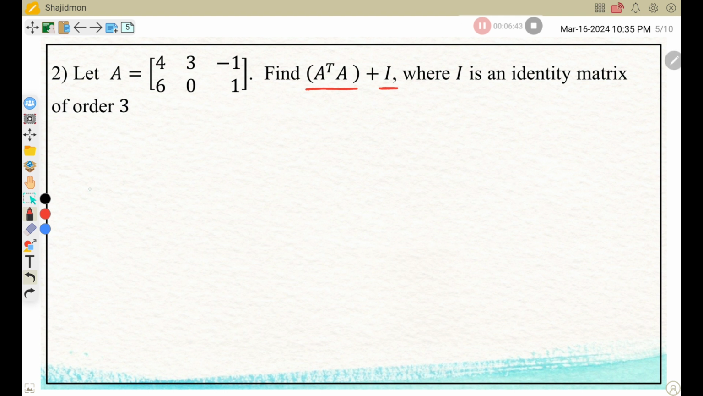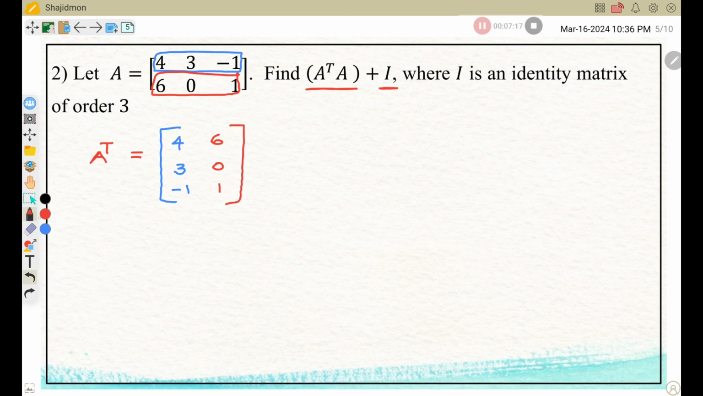So first we will see what A transpose is here. A transpose equals the matrix. What we are doing, for the A matrix we need to calculate the transpose. That means the first row, write it as the first column. The first row we are writing as the first column, that is 4, 3 and minus 1. Similar way, the second row, write it as the second column. What is the second row? 6 0 1. So write it as the second column, 6 0 1. So this is the A transpose matrix. Okay, the transpose of the A matrix, interchanging rows and columns.